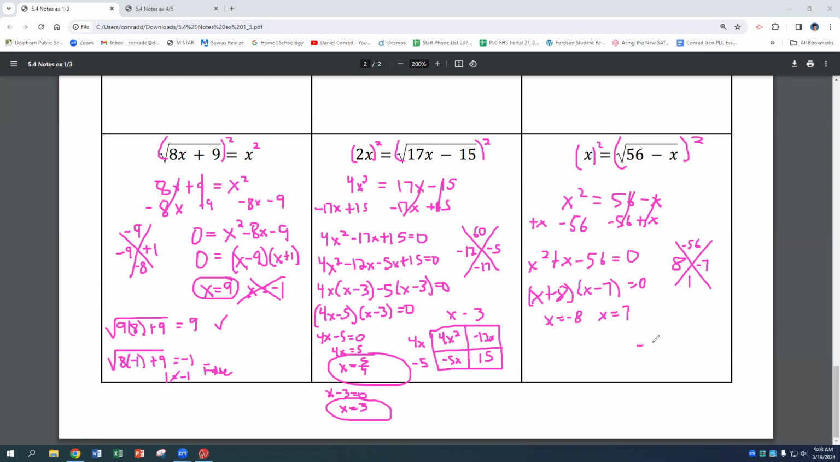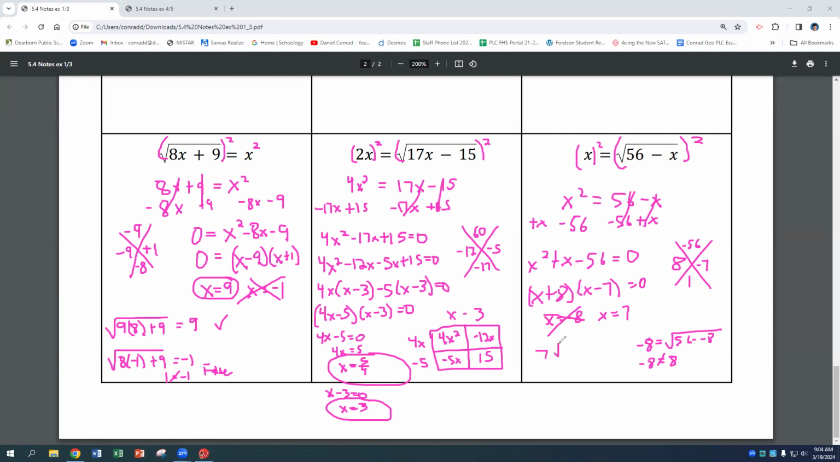All right, let's see, -8 equals the square root of 56 minus -8. I missed my equal sign. Okay, so it'd be -8 equals square root 56 minus -8 becomes +8. That's 64. Square root of 64 is 8. So I get -8 equals +8. That doesn't work. That one's false.